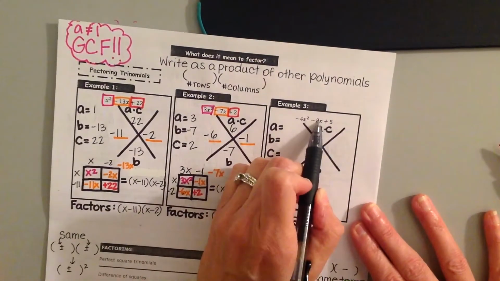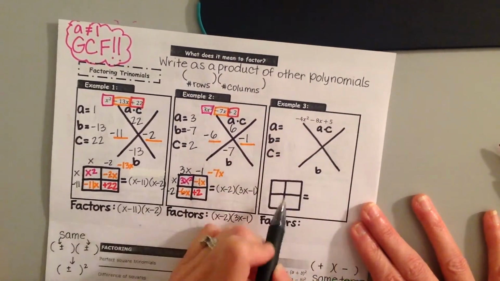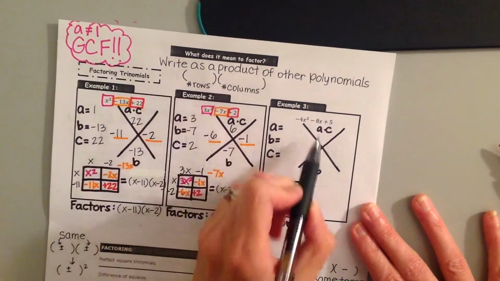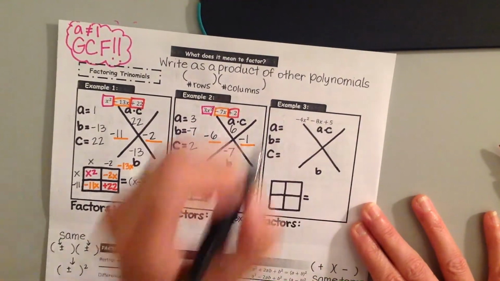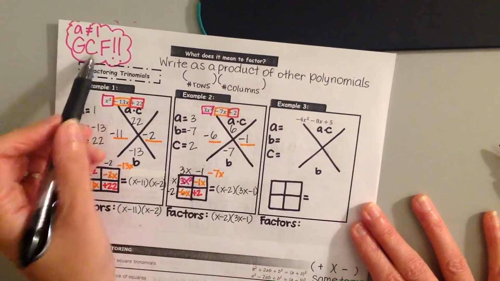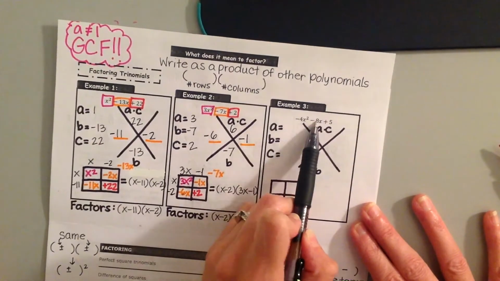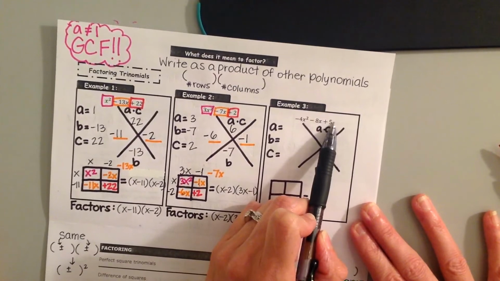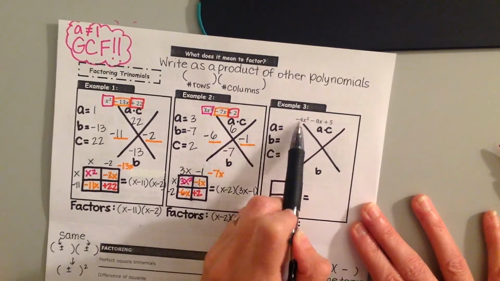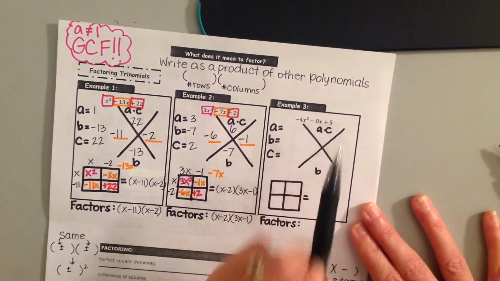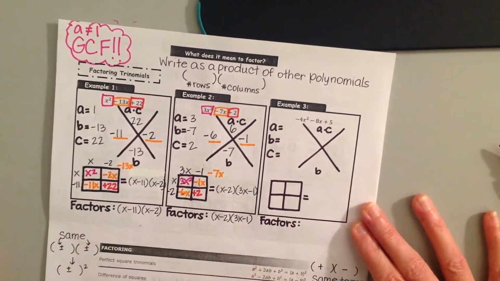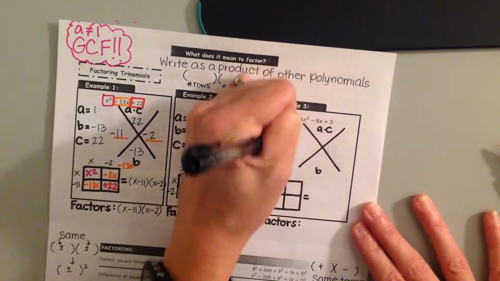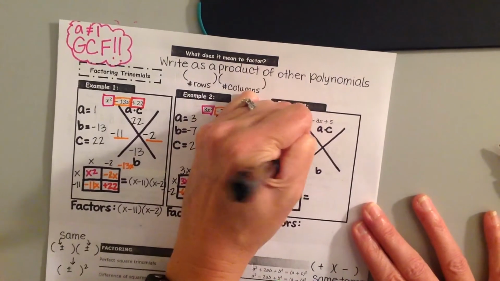All right, so now I'm over here, example 3. Negative 4x squared minus 8x plus 5. I'm trying to figure out what I would need to multiply together to get this product. And I noticed that my a is not a 1, so I'm going to think GCF. And I know 4 can divide out of 4 and 8, but 4 cannot divide out of 5 evenly. 2 can divide out of 4 and 8, but 2 cannot divide out of 5 evenly. So this does not have a GCF. So negative 4, negative 8, positive 5.